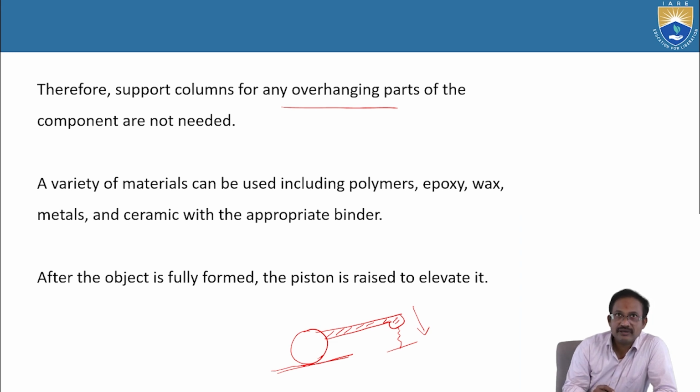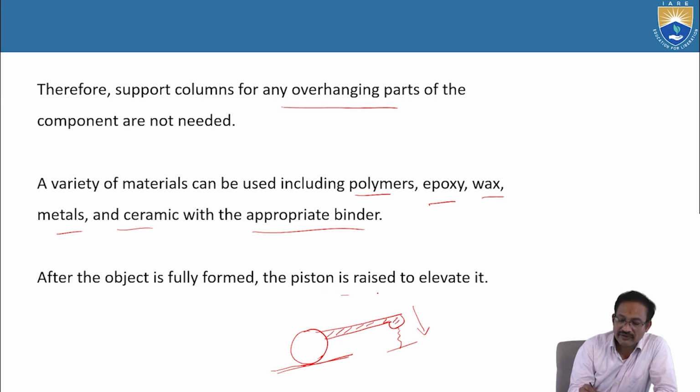A variety of materials can be used, including polymers, epoxy, wax, metals, and ceramic with the appropriate binder. After the object is fully formed, the piston is raised to elevate it. Here on one side the delivery system will supply the powder constantly, and the object to be made in that piston cylinder arrangement is gradually getting downwards.